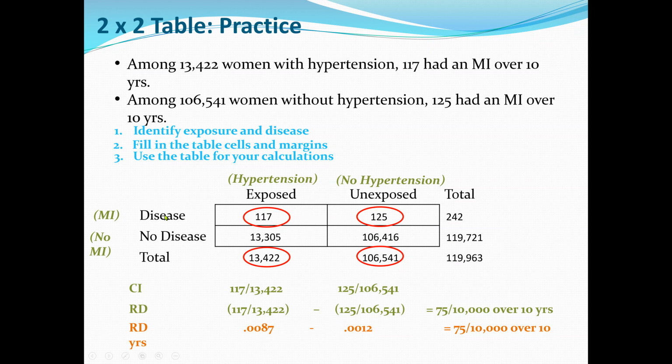So the important thing here is we should focus on the excess disease in the exposed group. We can also specify the comparison group, and we should specify the time period, in this case a 10-year period.